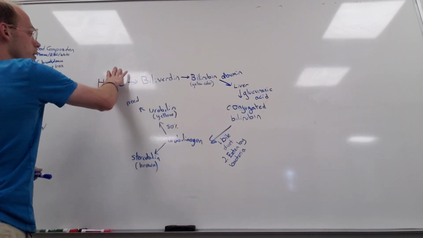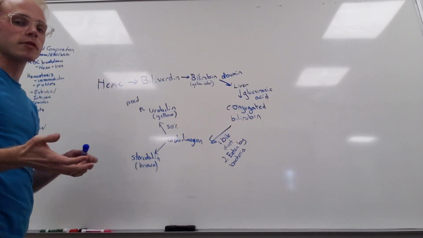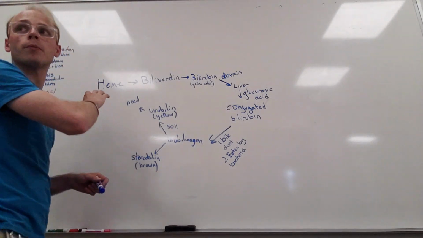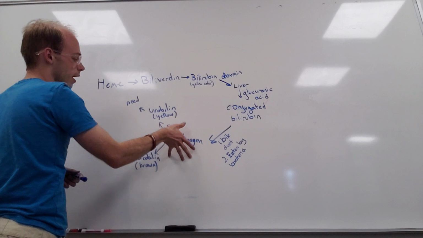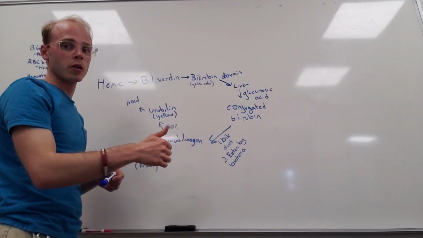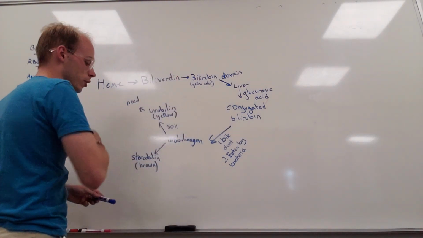So that's how we get rid of heme. We can't reuse it, really. So our body provides some kind of way to convert it into something that can become water soluble and dumped out of our system.